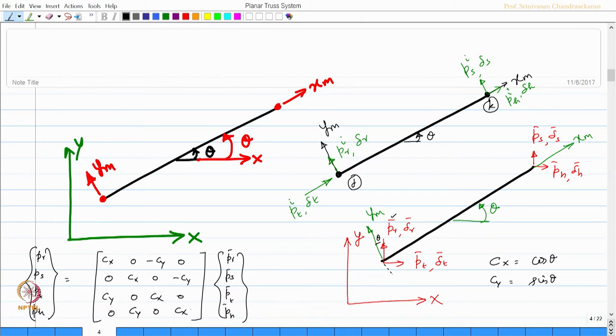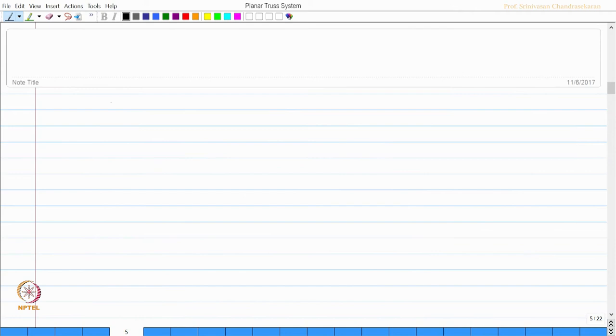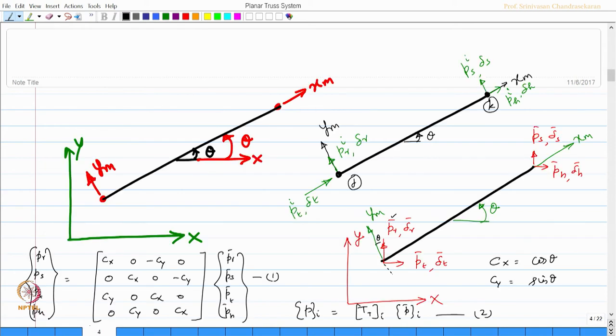So, now I can write this as the p vector, equation number 1. Now, I can write a new equation saying the p vector in local for the ith member will be the transformation matrix for the truss of the ith member multiplied by p bar of the ith member, equation number 2. Therefore, all relationships like the displacement of the ith truss member will again be connected to the transformation matrix of the ith member with that of the responses of the ith member in the reference axis system. I call this equation number 3.